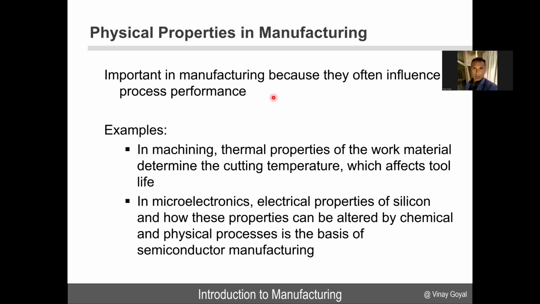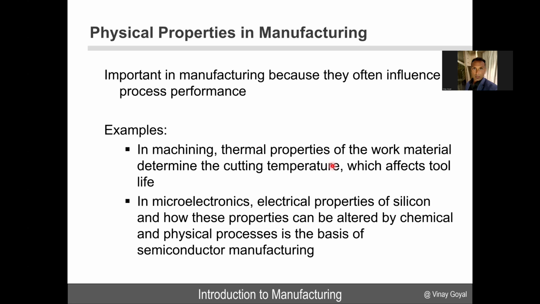These physical properties are important in manufacturing because they often influence the process performance. For example, in machining, thermal properties of the work material determine the cutting temperature. You don't want the cutting temperature to damage the material, right? Also in machining, thermal properties can affect the tool life. In microelectronics, the electrical properties of silicon and how these properties can be altered by chemical and physical processes is the basis of semiconductor manufacturing.